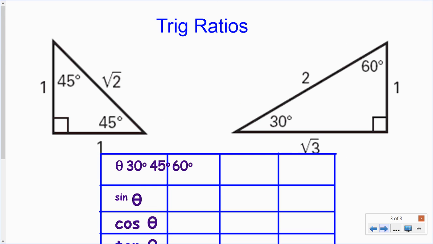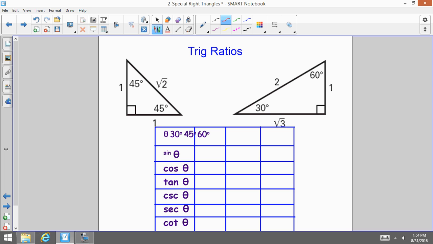Okay, so now what we're going to do is take our two special right triangles and write the trig ratios for them. I think my angle measures moved a little bit. Let me try to fix that real quick.